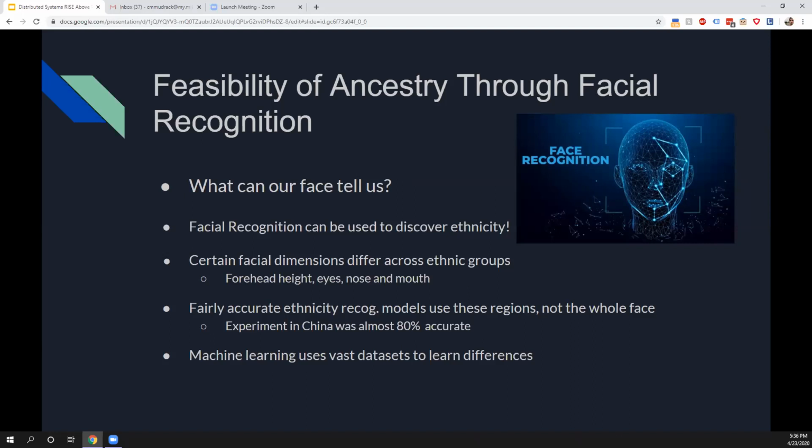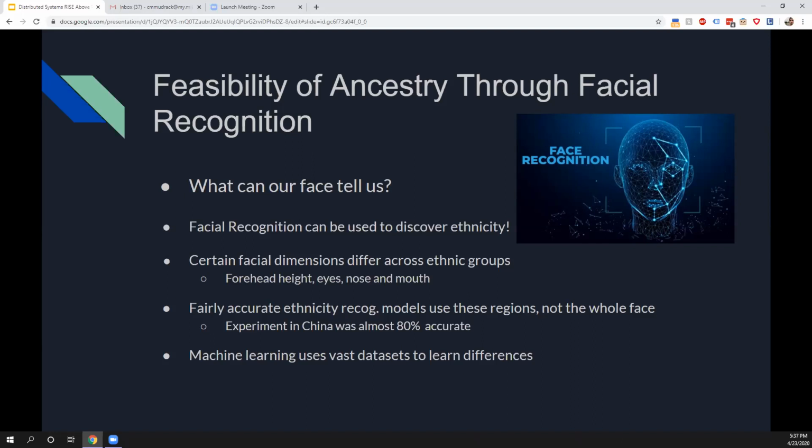And so with that question, there's come a lot more research into facial features and dimensions of facial features. Really in the past 10 years, this research has really taken off. And with that research has come some information that facial recognition can actually be used to discover ethnicity. There's certain dimensions of the face, such as the forehead height, the eyes, the nose, and the mouth, that when you measure them and then compare them across ethnic groups, you can actually place certain measurements within a certain ethnic group. So using technology that Sam described to measure those different features, you can compare them and determine an ethnic background just from a facial scan.